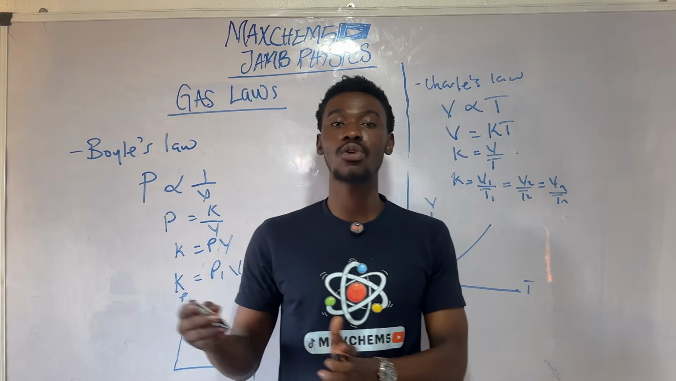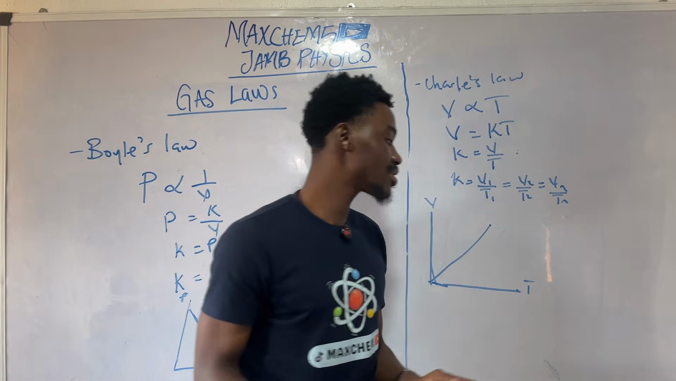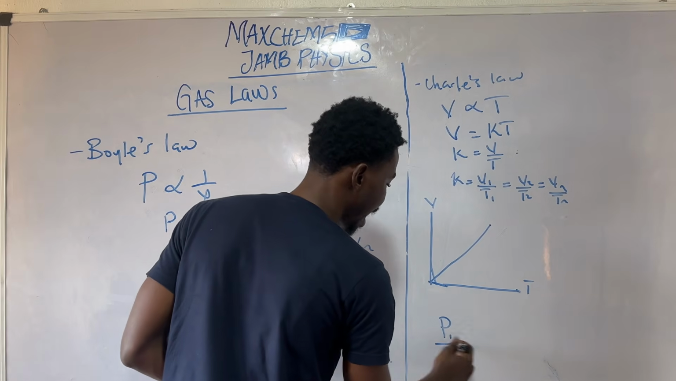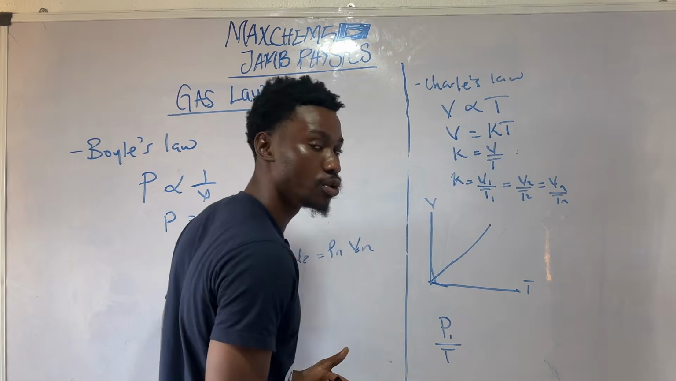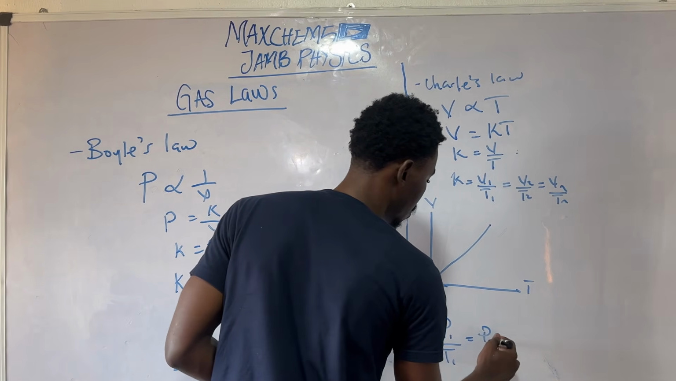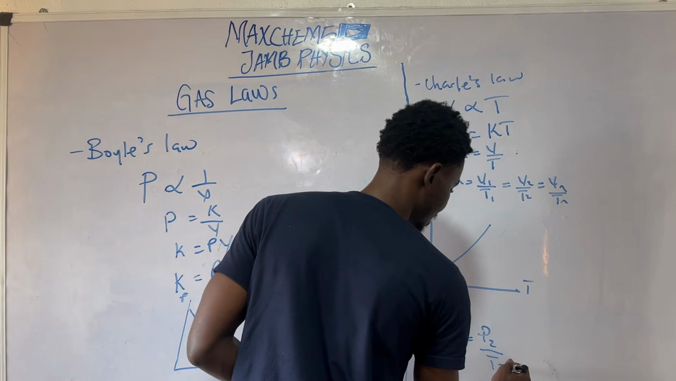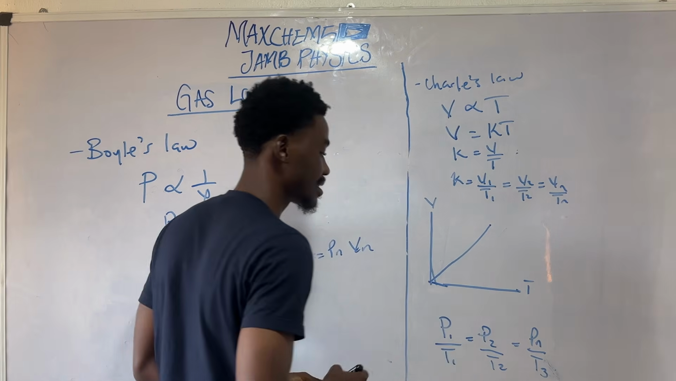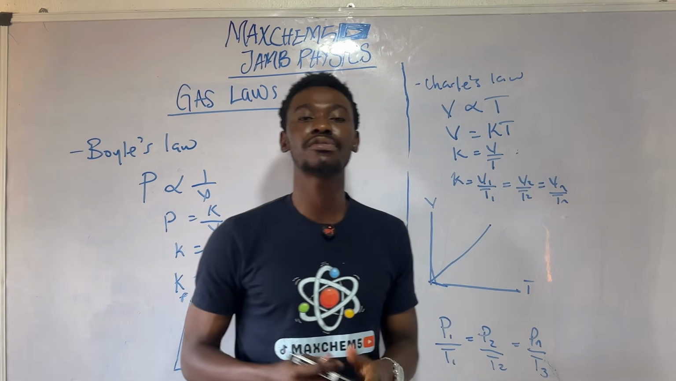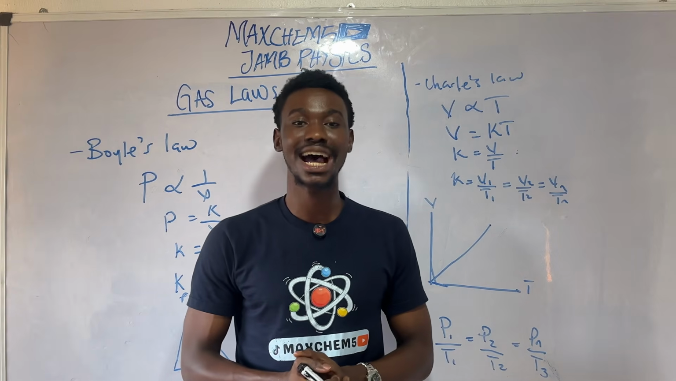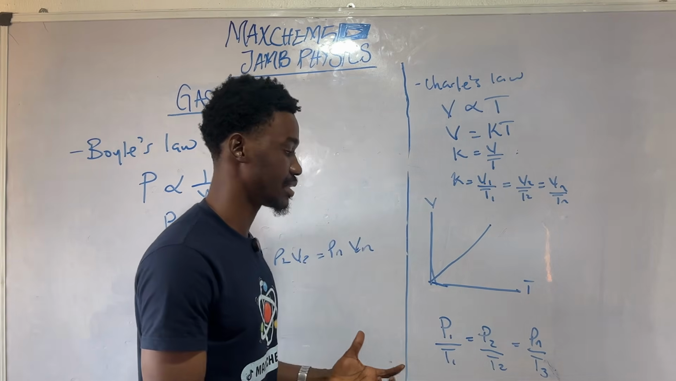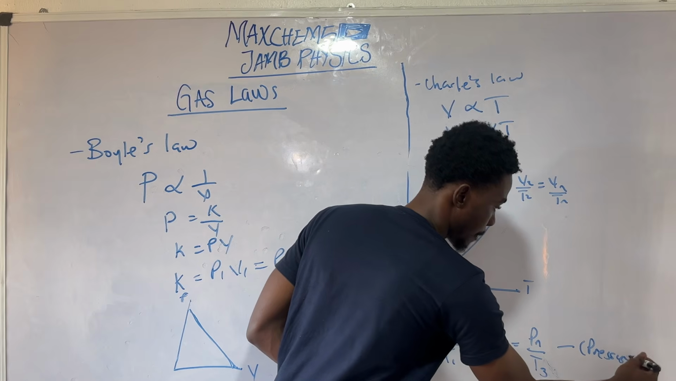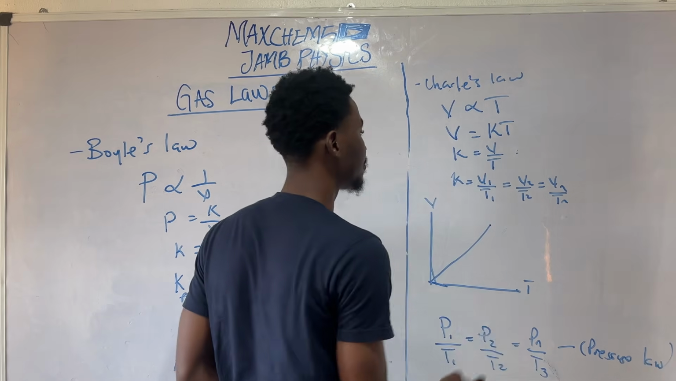But there is also another law known as the pressure law. The pressure law, quite similar to the rest of them, only considers pressure and temperature while keeping volume constant. So the pressure law simply says that the pressure for a given mass of gas is directly proportional to the temperature, provided that the volume is kept constant. So this is the pressure law, and this is its graph.